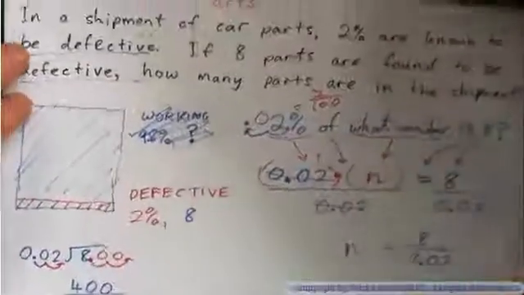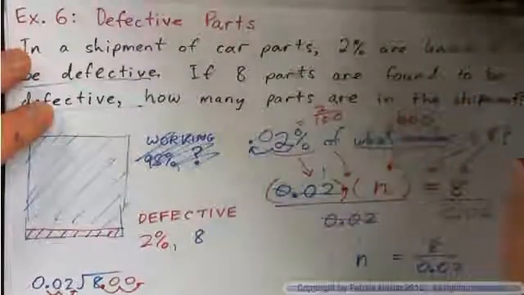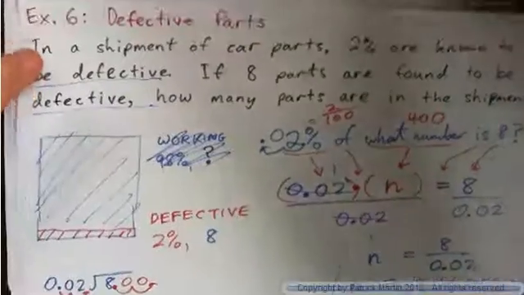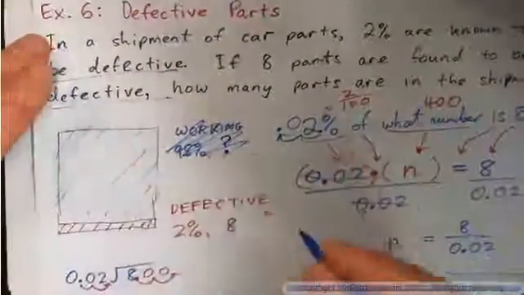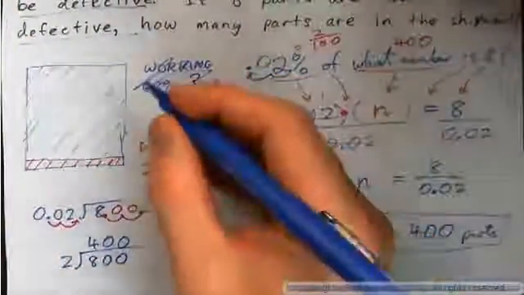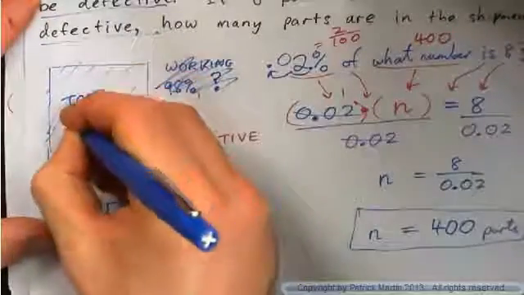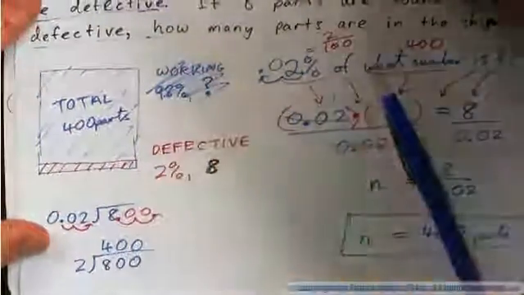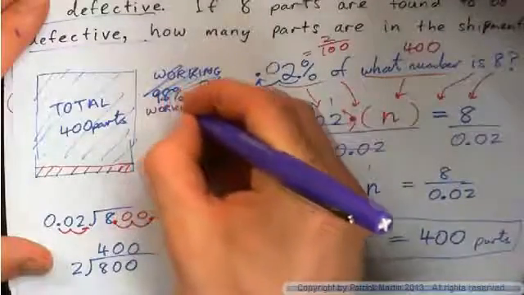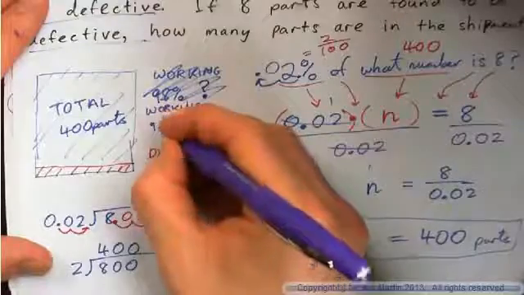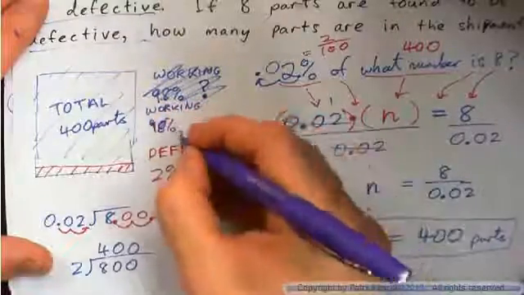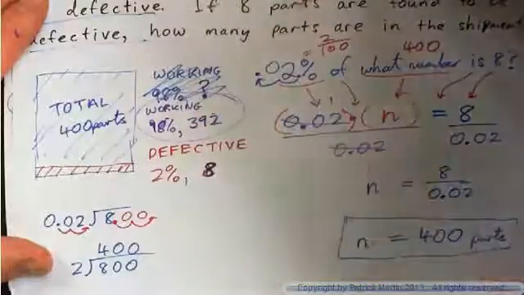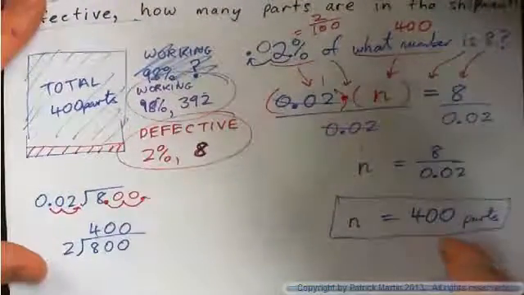Interesting. So we asked 2% of what number is 8, and we found that the number n is 400. So we figured out that 2% of 400 is 8. The question was, how many parts are in the shipment? 400 parts. So the total amount of parts is 400, of which 8 are defective. And just as an aside, in case you're ever asked something like this, the working amount of parts would be 98%, because they add to 100. The amount of parts that work would be 392, because 392 and 8 makes the 400. But that's just for fun. This is what we needed: 400 parts are in the shipment.